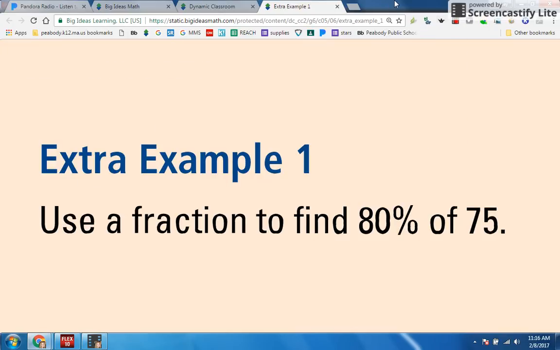All right, so I'm going to have you try this one, 80% of 75. So write 80% as a fraction over 100, of means times. Make 75 a fraction by writing it over 1. See if you can cross-cancel, and then multiply across. If it's improper, make it a mixed number. Okay, so you're going to pause and try this one.